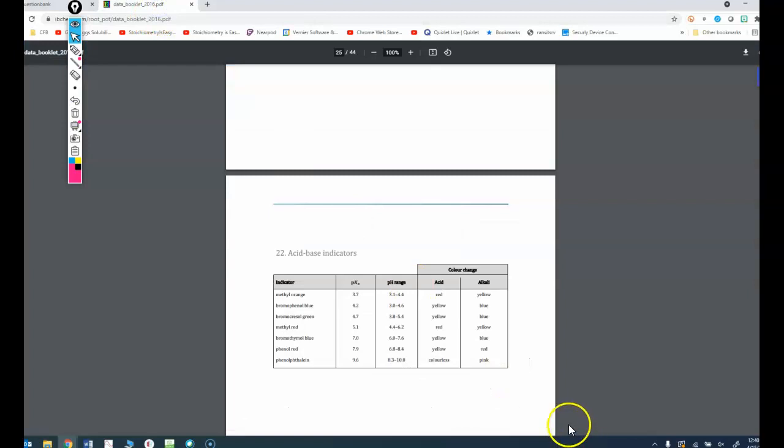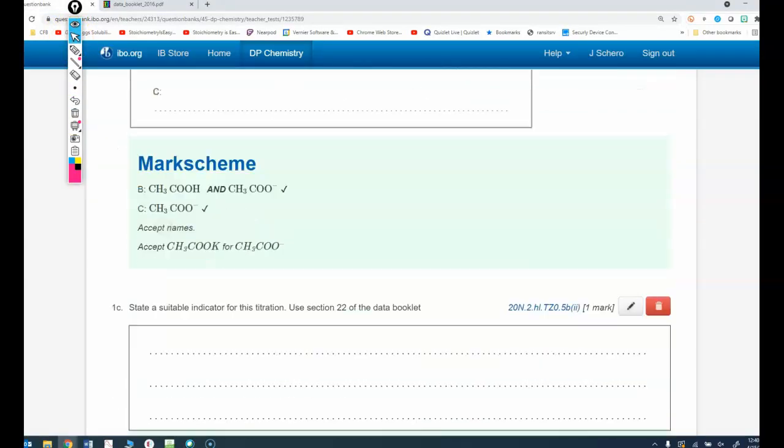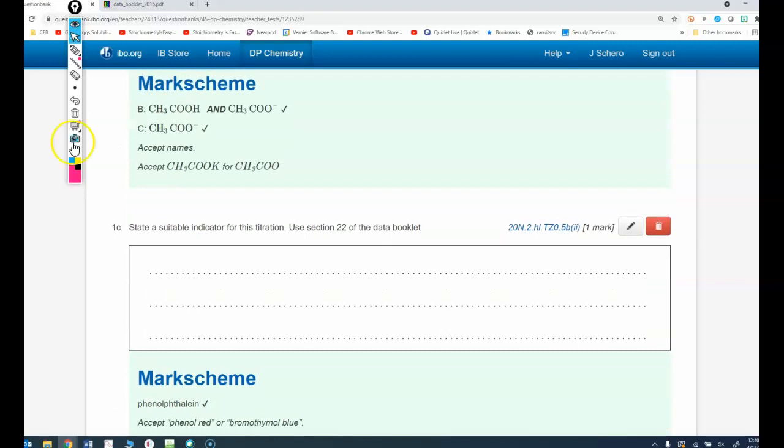And when I go look at the data booklet, I'm looking at something that has a range that includes a pH of 9. So this is usually my go-to way to do it, is to look at the pH range. And as long as my changeover happens in a range that includes the pH at the equivalence point, I am pretty happy with that. So there we go. That's how I choose that one. That means that my answer for this one is going to be phenolphthalein.